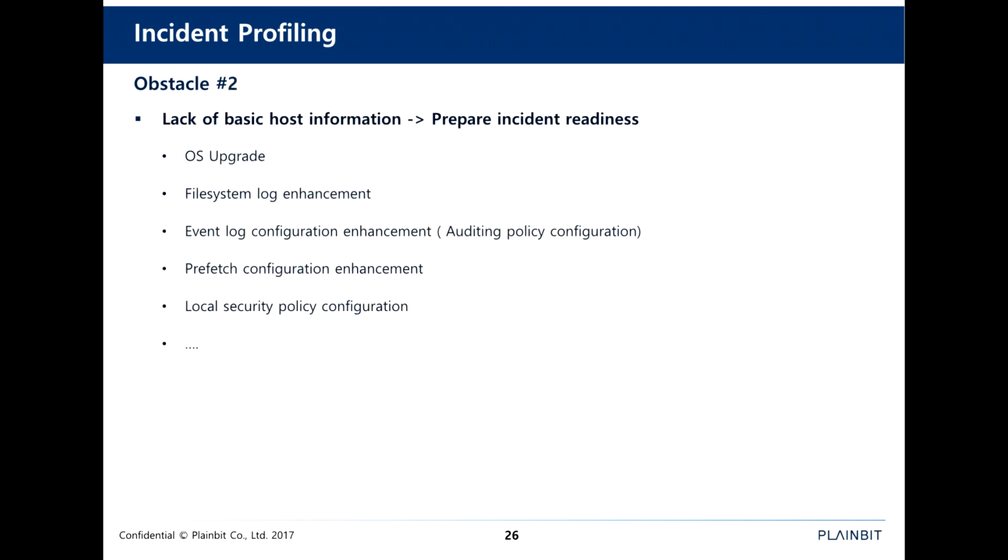Secondly, there is very little data available from basic host system configuration alone. Therefore, it is necessary to strengthen the security configuration of the host system and to strengthen the artifacts that can be used for incident analysis.